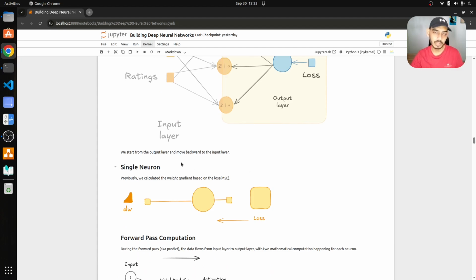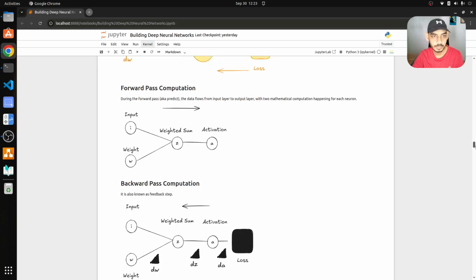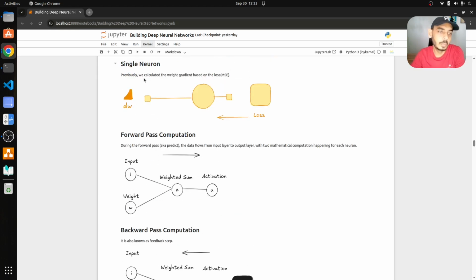We start from the output layer. Since it is feedback, we have to start from the other side of the neural network, which is the output layer, from where we get our loss function, the mean squared error. From there we have to start. For the single neuron in the previous case, we had the loss, we passed that, and we calculated dw, which is the gradient for the weight. Now we want to do that for multiple neurons in the non-linear regression case.